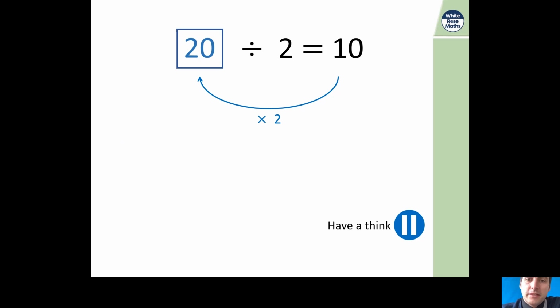Okay. So here, what do we do? Have a think. We know that we do the inverse. The inverse to divide is great. You're all saying takeaway. Sorry, no, you're not. You're all saying multiply. So we do 2 times 10, and we end up therefore with 20.